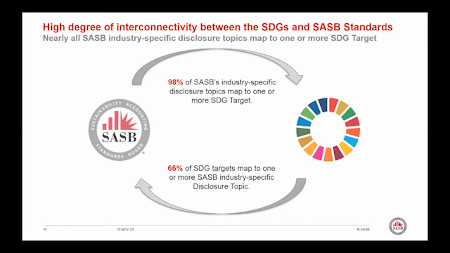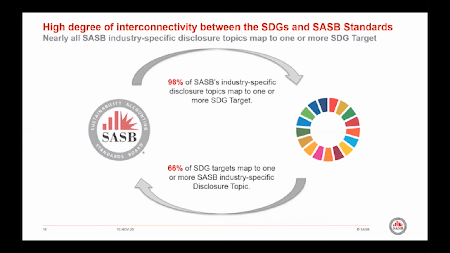So let me go a little bit into the results of our mapping efforts. And this is one of my favorite slides from this exercise, because it shows that there's a high degree of interconnectivity between the SDGs and the SASB standards. And we actually measure that degree of interconnectivity in two directionalities, from the SASB side to the SDGs and from the SDGs to the SASB side. So on that first directionality, 98% of the SASB industry-specific disclosure topics mapped to one or more SDG targets.